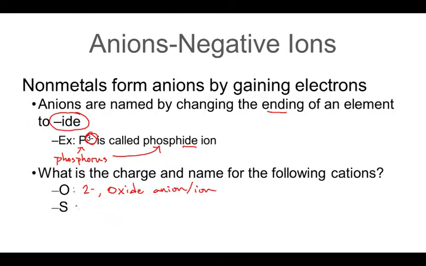Sulfur, same thing, 2-. By itself right now, this is just sulfur because it's just an atom. But when it becomes an ion, S2- like this, it becomes sulfide anion. When you write the ion, remember we put the charge in the top right, and we put the number first and then the charge.